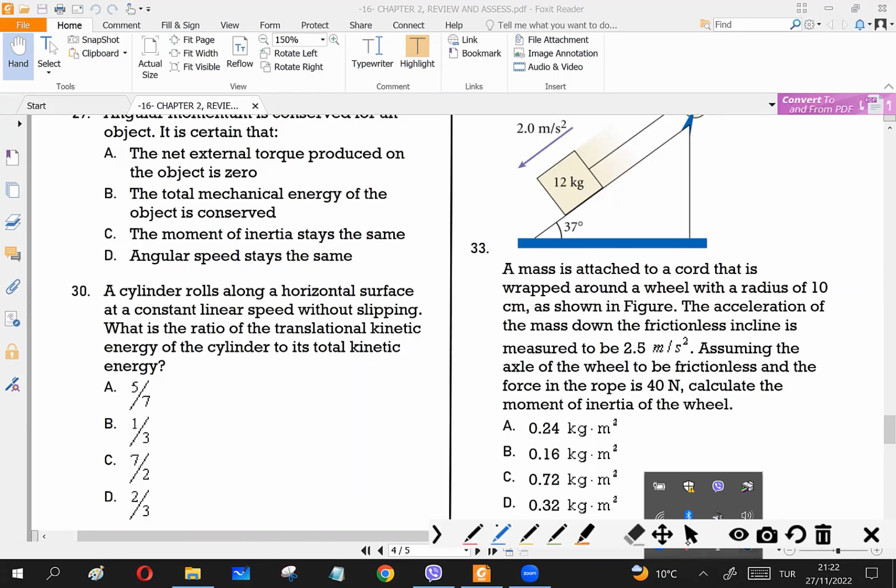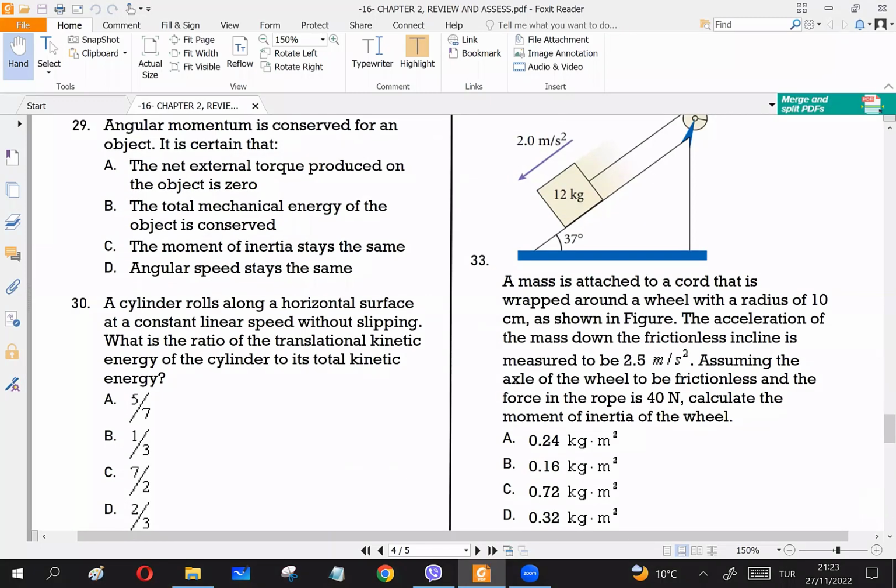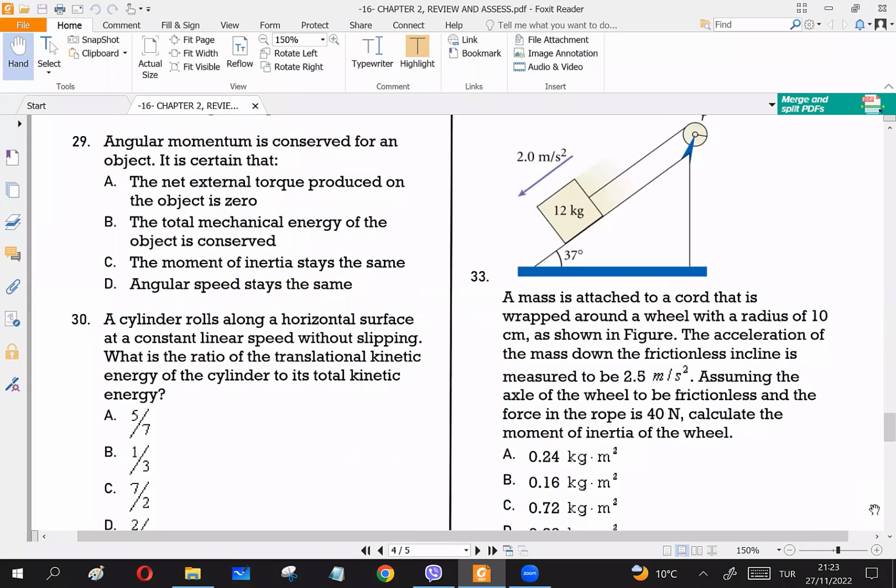I have to solve it the first time I am solving. Assuming the axle of the wheel will be frictionless and the force in the rope is 4 Newton, calculate the moment of inertia of the wheel. So now I am going to solve according to what is given in the problem, because I made a change. Most probably I forgot to change this one from 2 to 2.5. So with this acceleration of 2.5 meter per second squared, I am going to solve this problem.